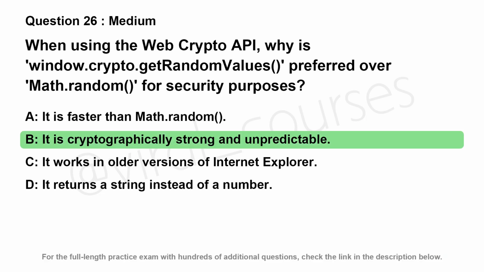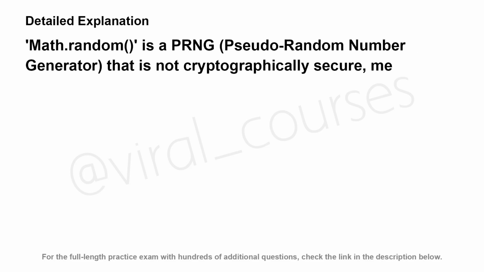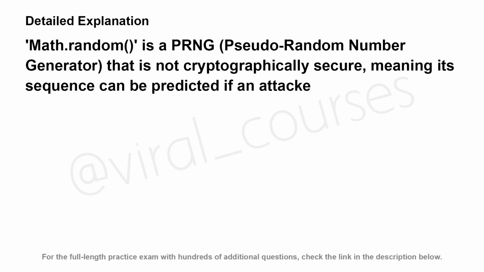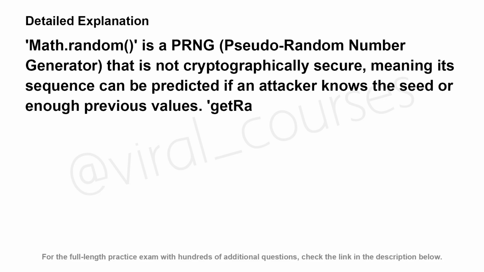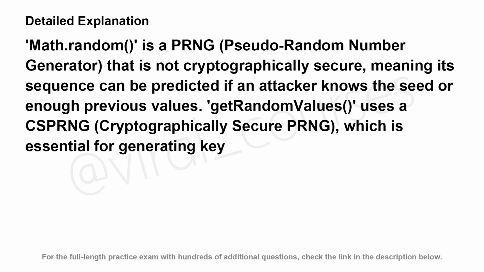The correct answer is B. Math.random is a PRNG, pseudo-random number generator, that is not cryptographically secure, meaning its sequence can be predicted if an attacker knows the seed or enough previous values. getRandomValues uses a CSPRNG, cryptographically secure PRNG, which is essential for generating keys, salts, or tokens.